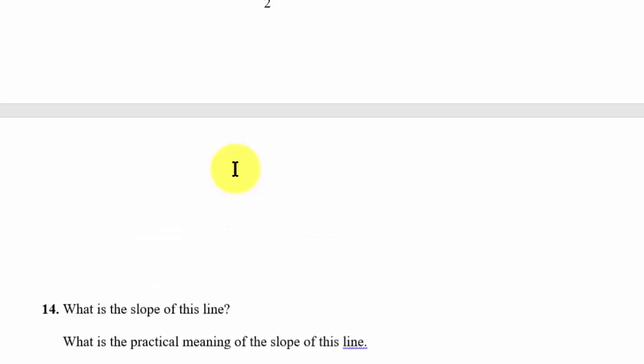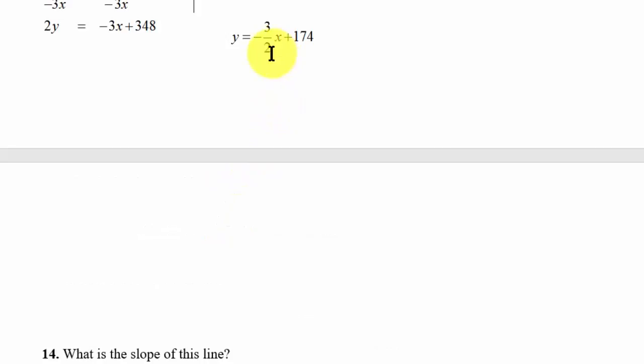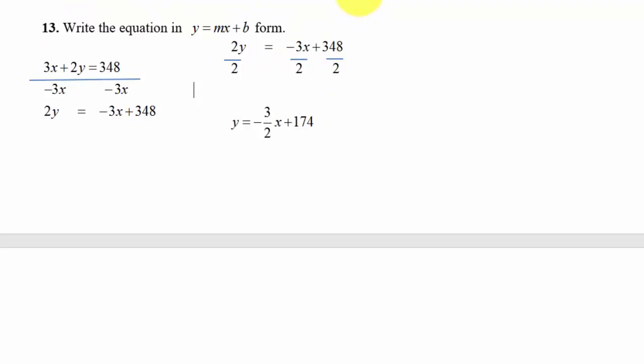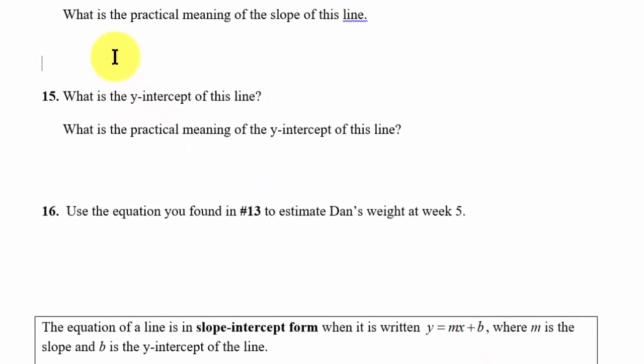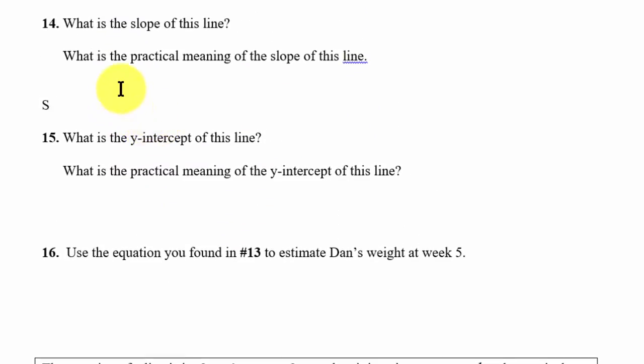Number 14, what's the slope of this line? So the slope is the value that comes before the x, so it's negative 3 over 2. All right, so the slope is not 3, but it would actually be negative 3 over 2. And the practical meaning would be Dan lost 3 pounds every 2 weeks. Or if you wrote 3 over 2 as 1.5, you could say Dan lost an average of 1.5 pounds each week.